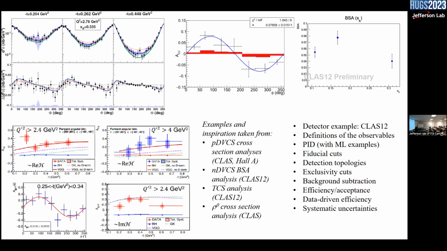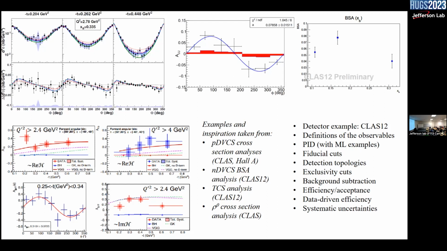Here is an overview of some of the analyses from which I took inspiration for today's tutorial. I showed you some of these plots during the previous lectures. There are cross-sections and cross-section differences measured by CLAS12 for proton DVCS, beam spin asymmetries for neutron DVCS, and different kinds of asymmetries measured for timelike Compton scattering. I will also refer to cross-section analyses from Hall A for proton DVCS and the rho-zero cross-section analysis by CLAS.